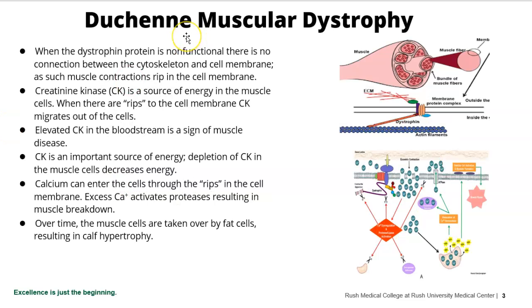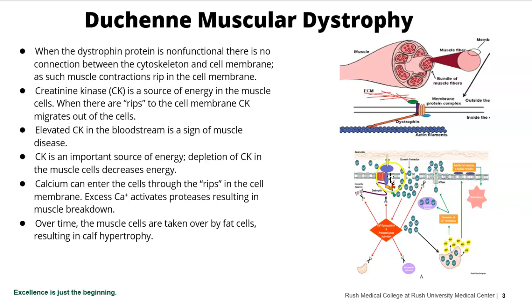So let's talk about Duchenne's muscular dystrophy. When the dystrophin protein that I just showed you in the previous slide is non-functional, there's no connection to stabilize the cytoskeleton to the cell membrane. As such, the muscle contractions rip the cell membrane every time the muscle contracts.